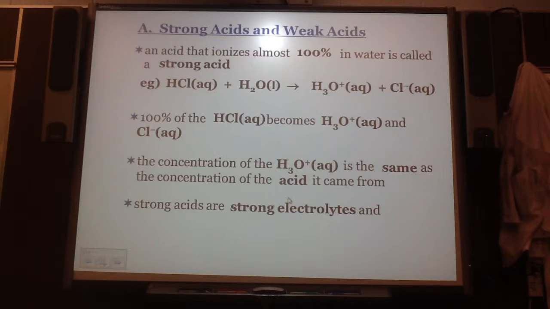Strong acids are strong electrolytes, because they allow for the flow of electrons. If all those ions are released, that means a whole lot of electrons are able to flow. And they react vigorously with metals. What does an acid produce when it reacts with a metal? H2 gas. Hydrogen gas, yes.